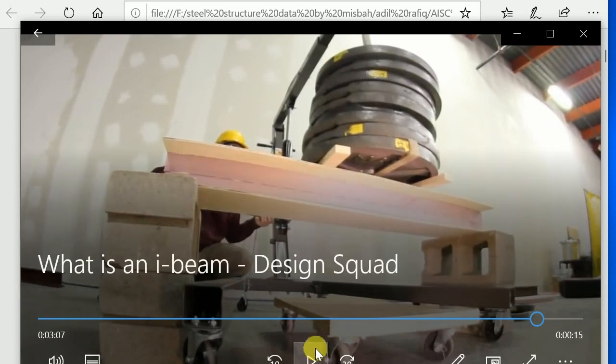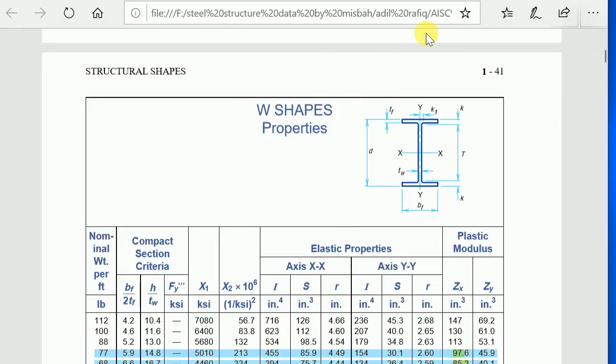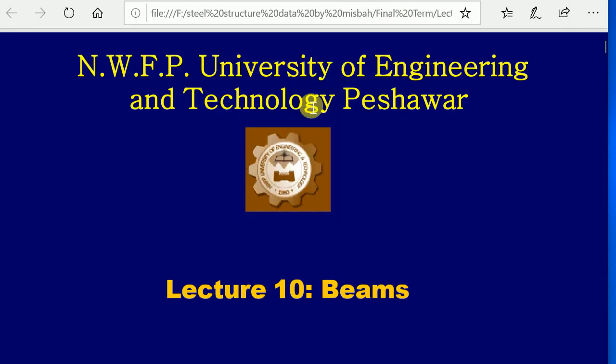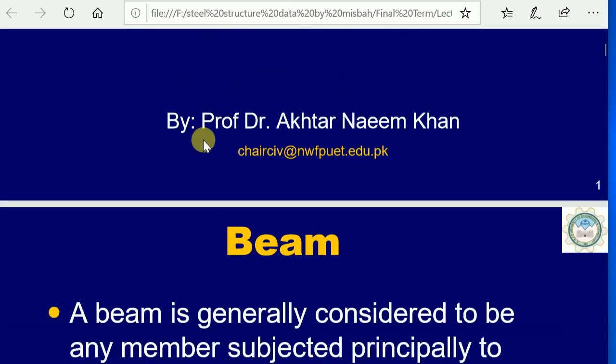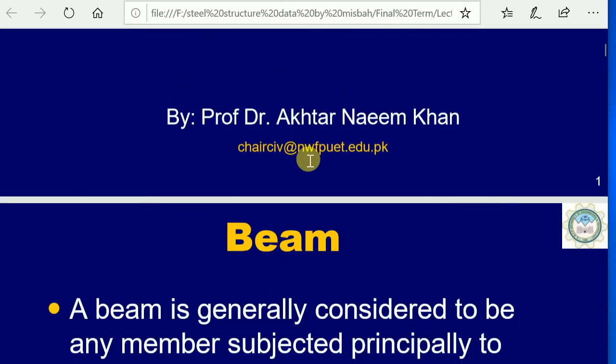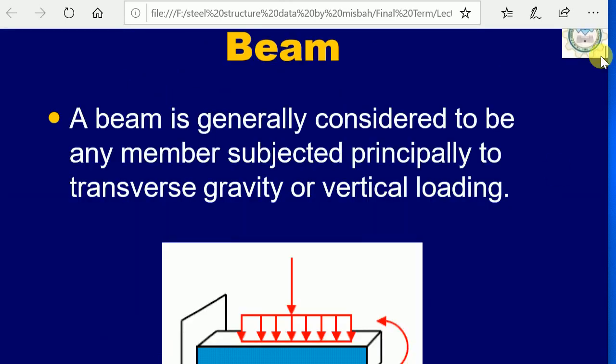Okay, now let's look at what lecture notes I will use. These are the lecture notes which I use. These notes are available on Google. You can search for them and download them. Okay, the topic here is local buckling, clear?